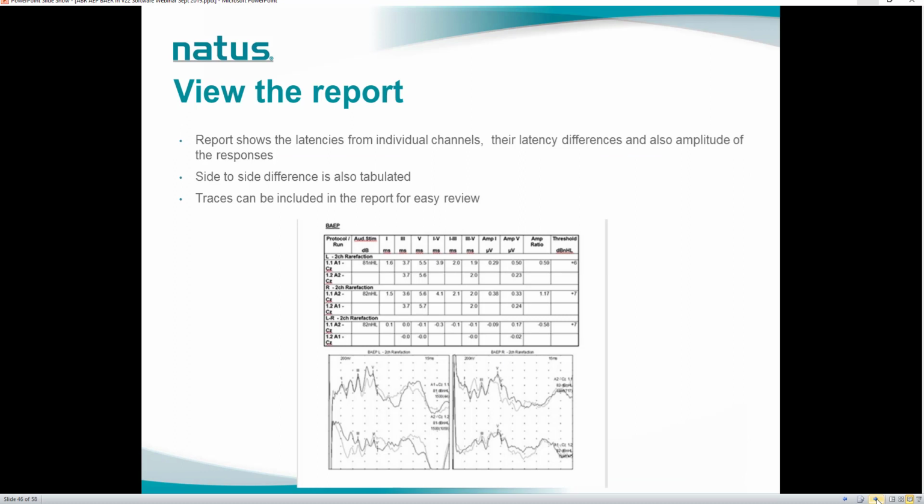So here we look at the report. You can click on the report icon. You will generate a Word document. So on the Word document is the ABR test report. The report shows the latency for the individual trials and also the individual channels, their latency difference, and also the amplitude changes in the response. Side-to-side comparison can be made. Traces can also be included in the report for easy reference. So this is just one example.